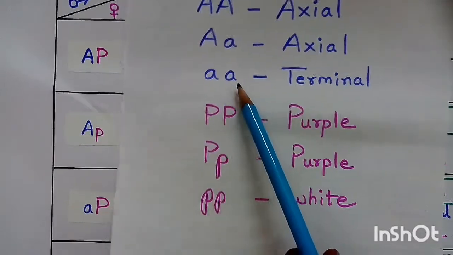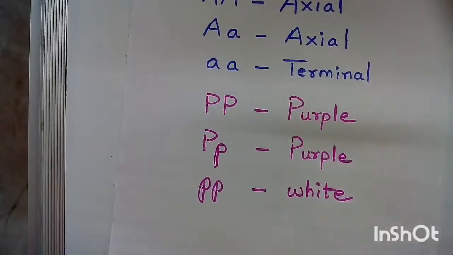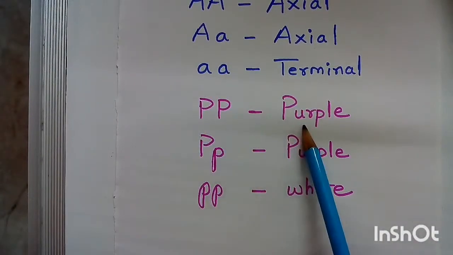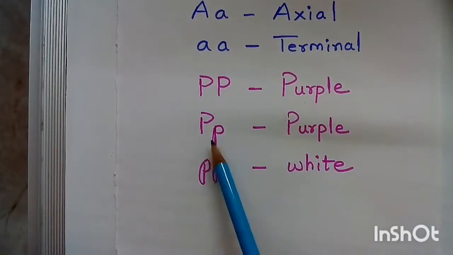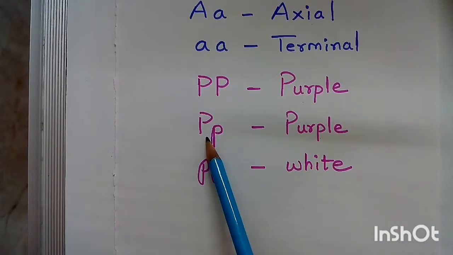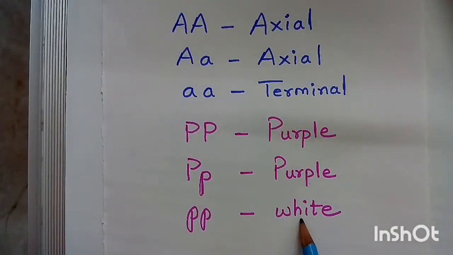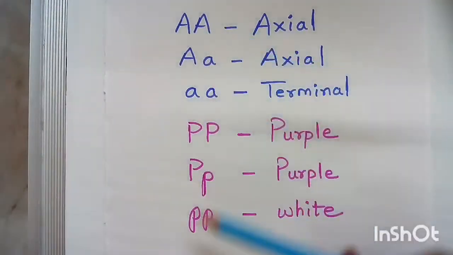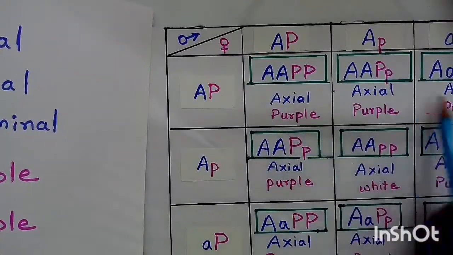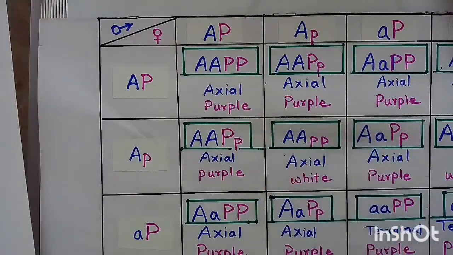Both small alphabets represent terminal. Then both capital P represent purple color of flowers. Capital P, small p, also purple because one capital alphabet is there. And both small p represent white flowers. So once you get this, with the help of this, you can write down in the checkerboard what will be the genotype and the phenotype of the progenies.